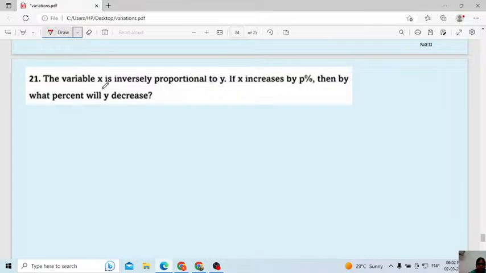Answer. The variable x is inversely proportional to y. Then if x increases by p%, then y, tell me the answer. What will happen? What is the change in the value of y? If you give the correct answer, then 100% you understood what is meant by variation.